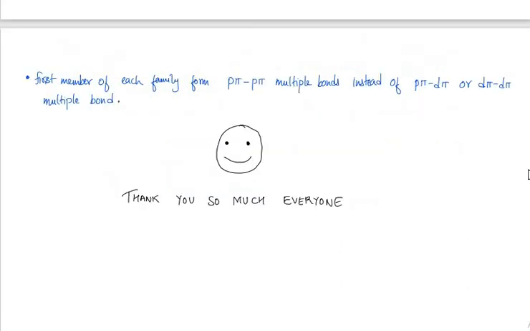Due to the absence of d orbitals, they form p pi-p pi multiple bonds. Who are they? The first member of each family, and the rest form p pi-d pi multiple bonds. These are the types of pi bond which we have already studied in chapter 4, that was chemical bonding. So you are all aware of that.